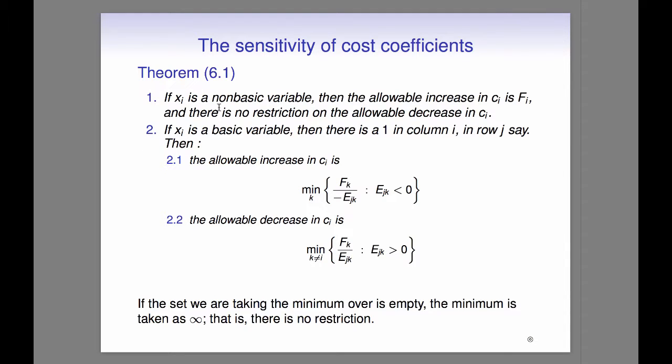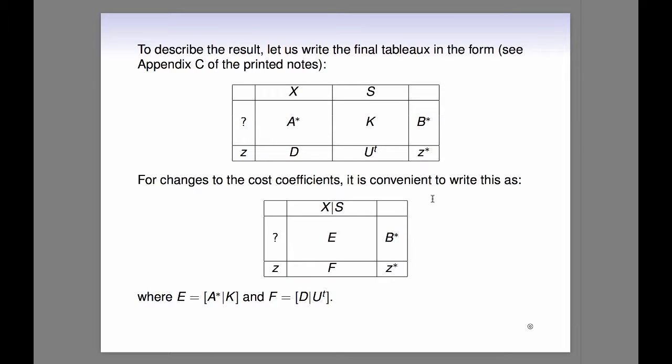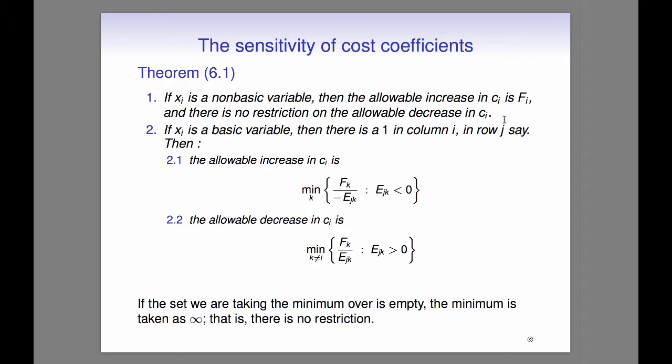The first part is when x is non-basic, and it says that in this case, the allowable increase in the cost coefficient is the number fi. But f is this vector here, and fi will just be the entry of f in the I spot. So this is the entry corresponding to the cost coefficient ci. And there's no restriction on the allowable decrease at all. No, you can decrease ci as much as you like, it won't change the solution.